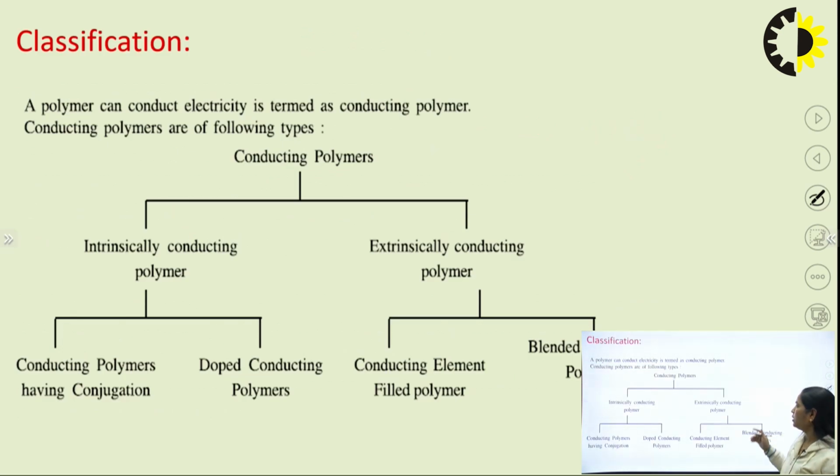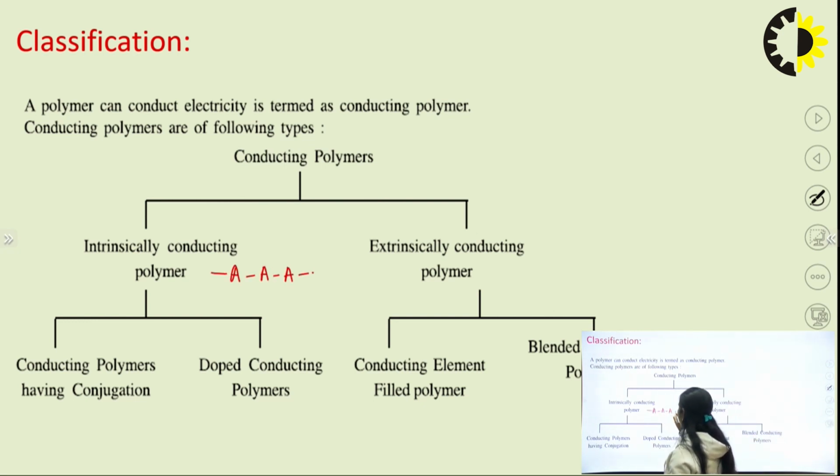Now come to another point, classification of conducting polymers. Conducting polymers are of two types. One is intrinsically conducting polymer. Another one is extrinsically conducting polymer. What does it mean? Intrinsic conducting polymers are polymers in which the whole polymeric chain, if A is the monomer and this is the polymer, is conducting in nature.